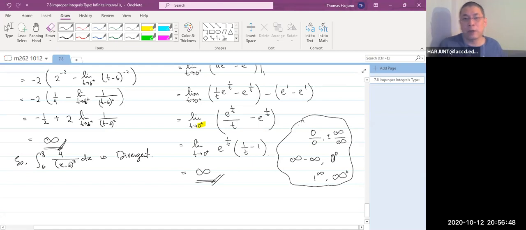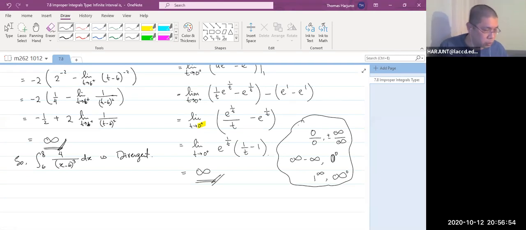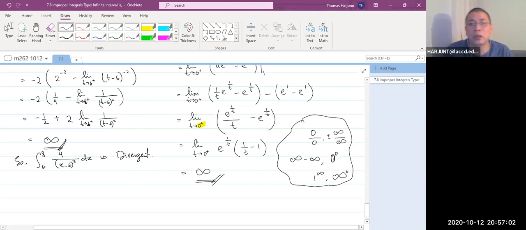And don't forget, that's the reason we learn L'Hopital's rule, to know under what situation you cannot just plug in infinity and subtract infinity. That's a big no, no. Indeterminate.